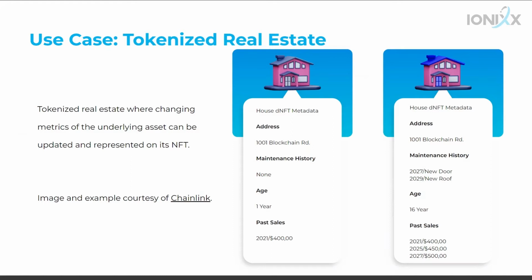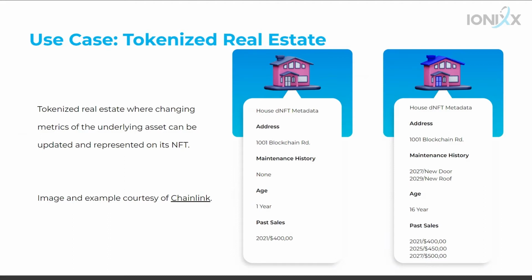I thought this was a very cool example. I've taken this example from the Chainlink blog. It's where we're talking about tokenized real estate, where the changing metrics of the underlying asset can be updated and represented in its NFT. So in the image on the left, you have the first example, and then the second image is the same house, but a few years later. So 16 years later, I guess.